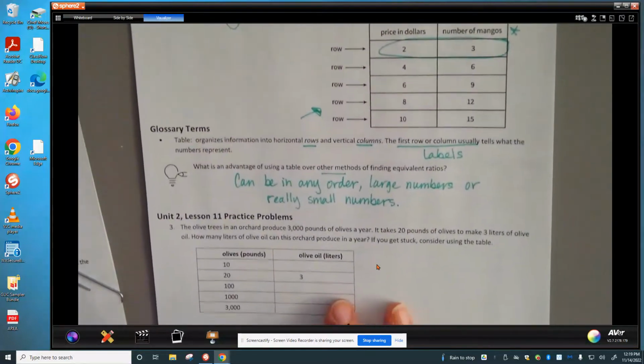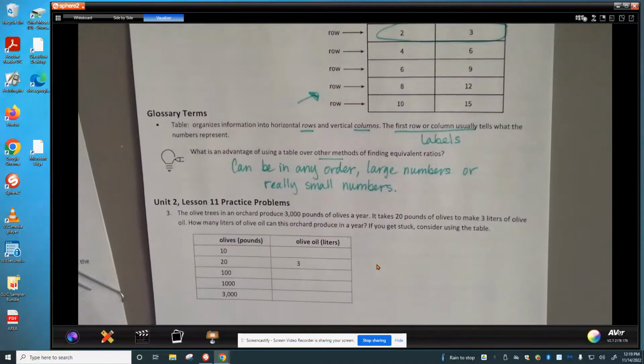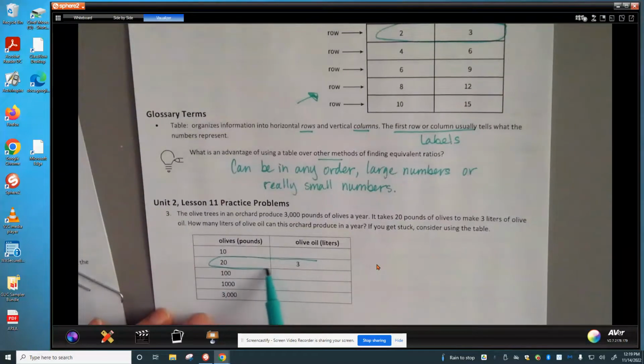All right, here are some practice problems from Lesson 11. Olive trees in an orchard produce 3,000 olives a year. It takes 20 pounds of olives to make 3 liters of olive oil. So this is our original ratio. How many liters of olive oil can this orchard produce in a year? If you get stuck, consider using the table. So I'm going to go ahead and pause right here and try to complete this problem.